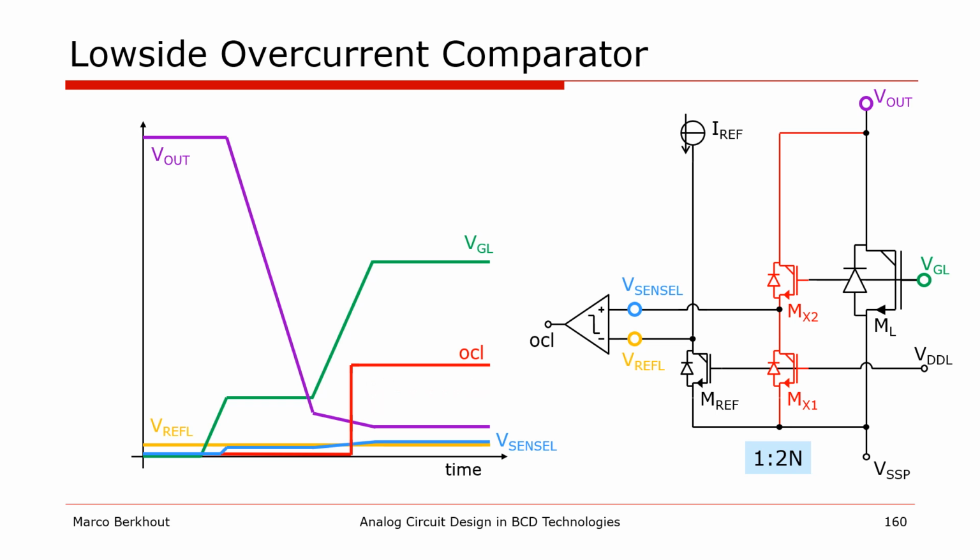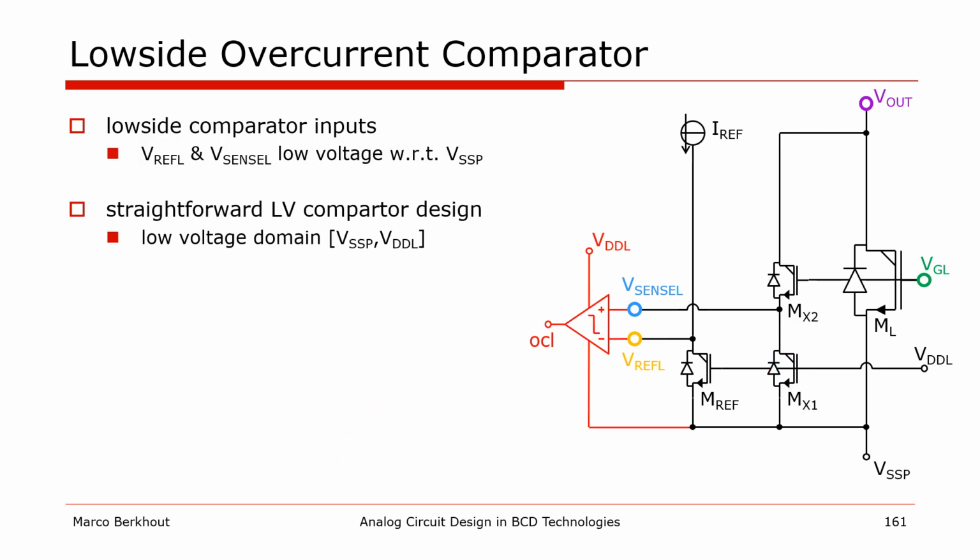The voltages that appear at the input of the comparator are low with respect to the power ground, and this makes the comparator design fairly straightforward. It can be made without using high voltage devices.